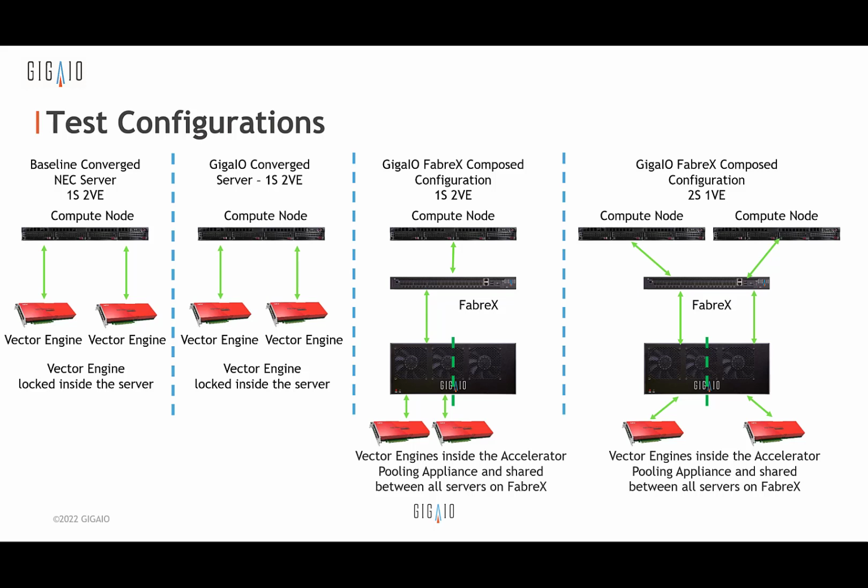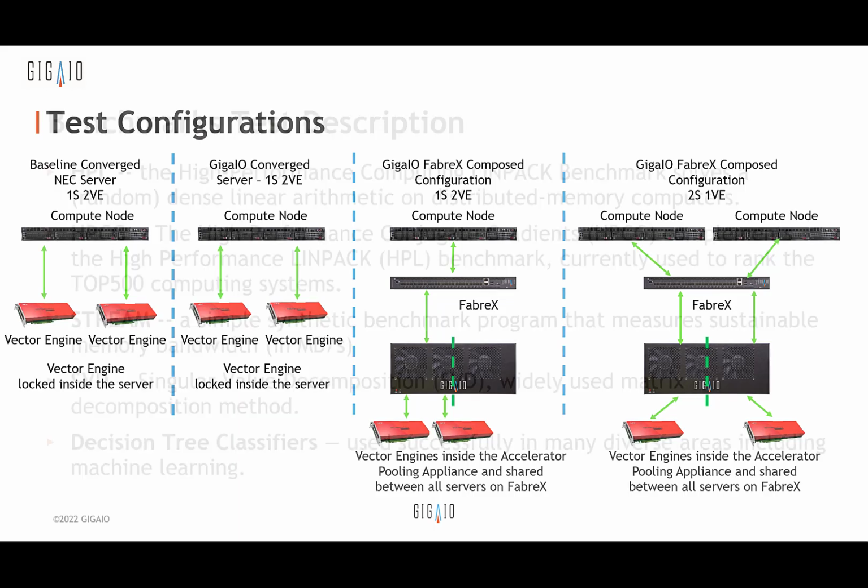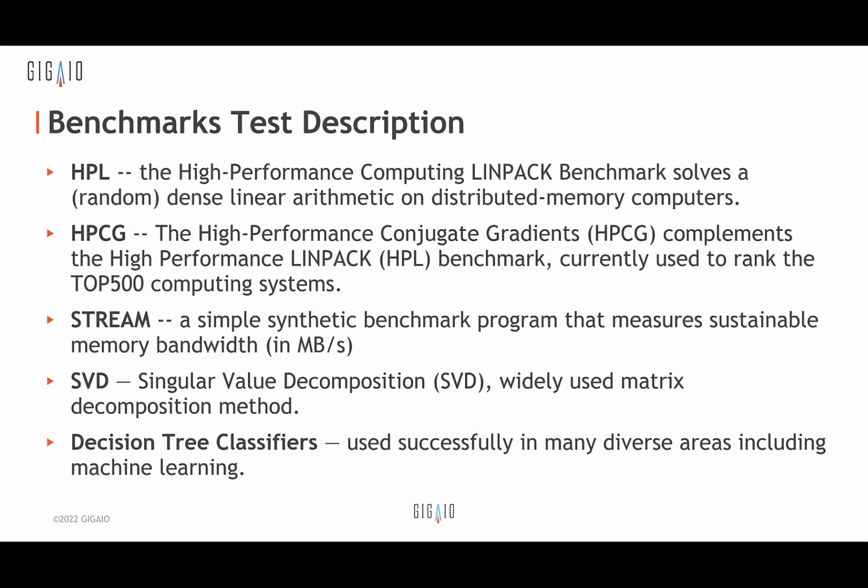So I'm going to run a job that either runs two vector engines on one node, or I have two nodes that each have their own, and I'm going to distribute that job across both nodes. The tests that we run are going to be HPL, HPCG, STREAM, SVD, and decision tree classifiers.